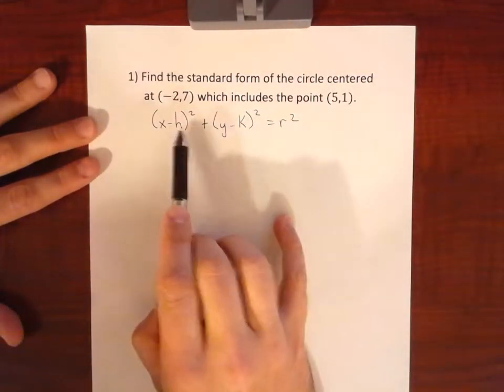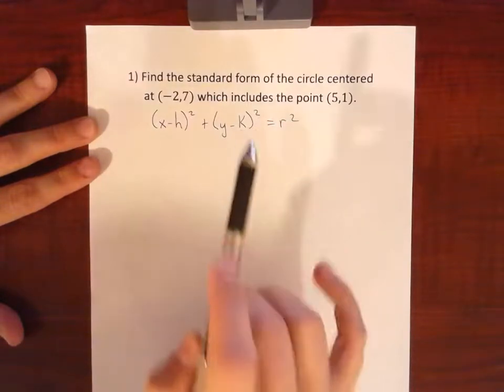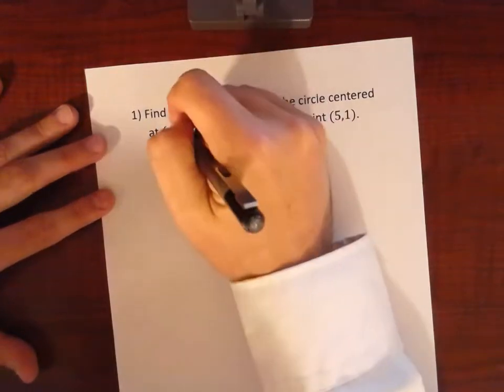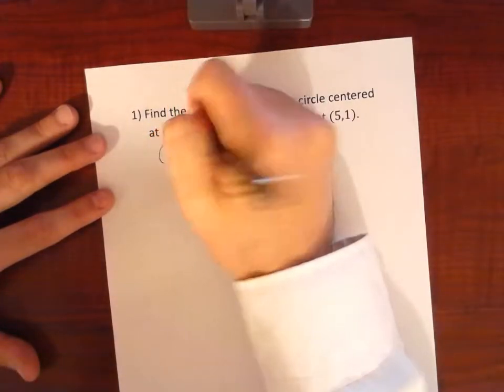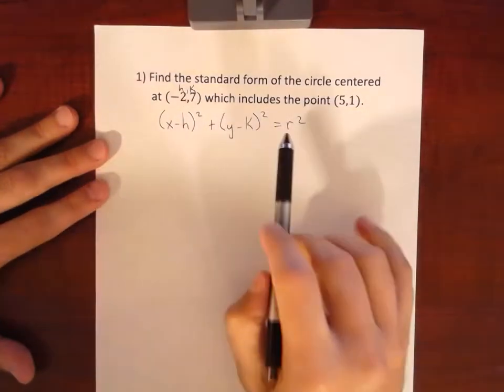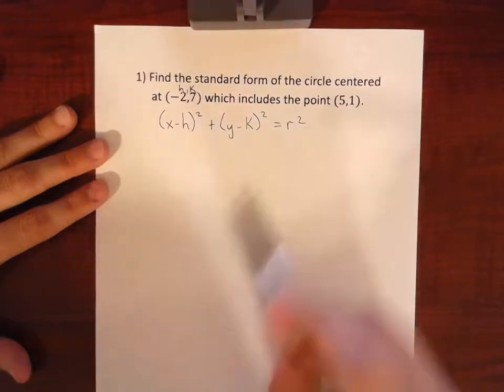h, k represents the center of our circle. Well, they gave me that: -2, 7. So let me just label that. So this is h, k. So that's nice. Well, we don't know what the radius is. That's all we need, and we could plug everything into our equation. So let's see what else they gave us.